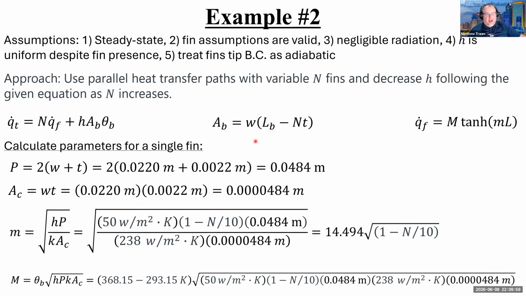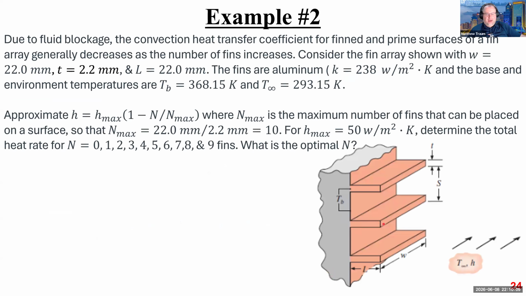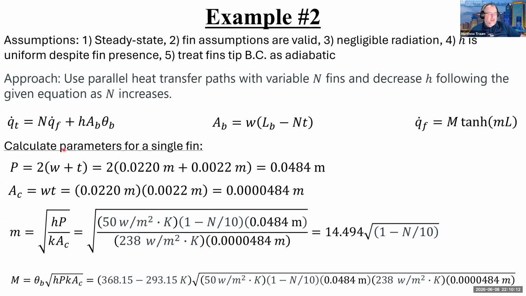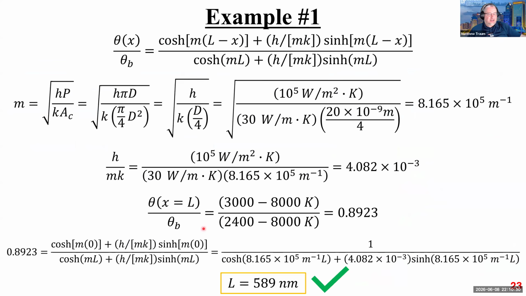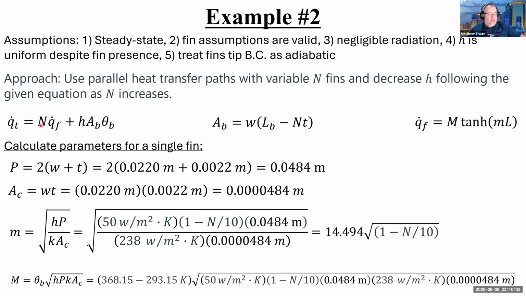So the way that I did it, which I think is pretty clever, if I do say so myself, is just to recognize that the total heat transfer from the fins and the primary surface is just the number of fins times the heat transfer from each individual fin plus the heat transfer from the prime surface, right? So I'm basically treating each fin and the surface as just two resistances in parallel with each other, and just adding them up, right? So that's where this expression comes from.